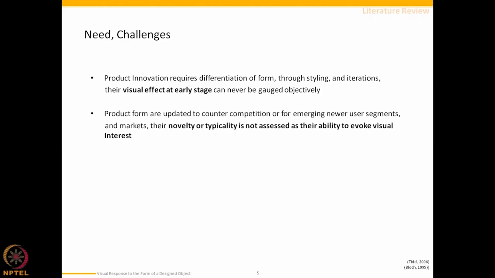So they say, "This has been made very typical." So what is that typical? What is the subjectivity of form in the word typical? What is novel? So these things keep on changing.